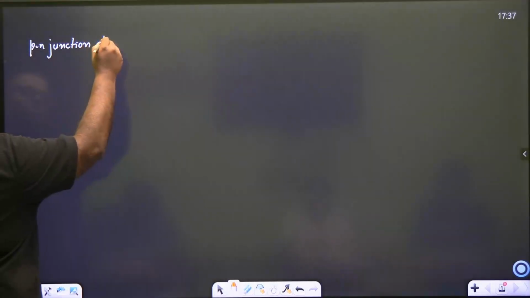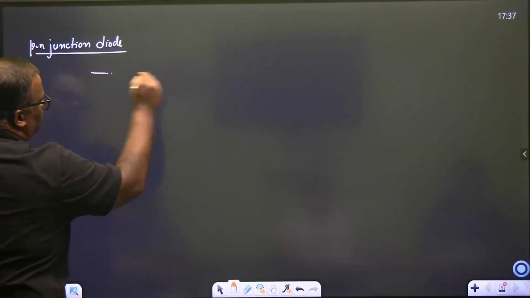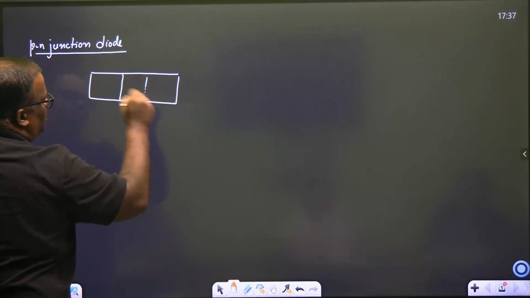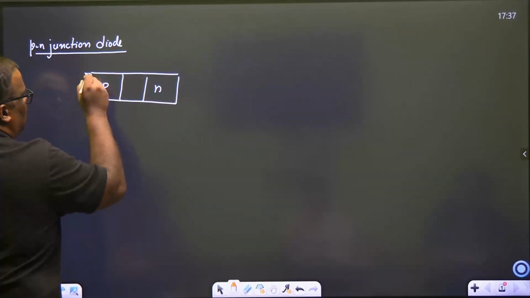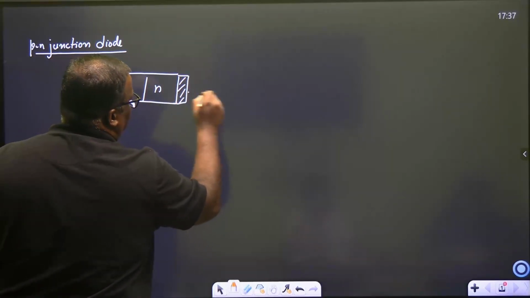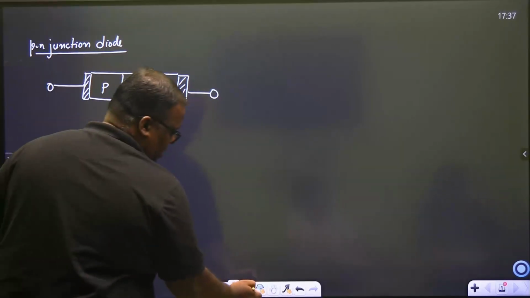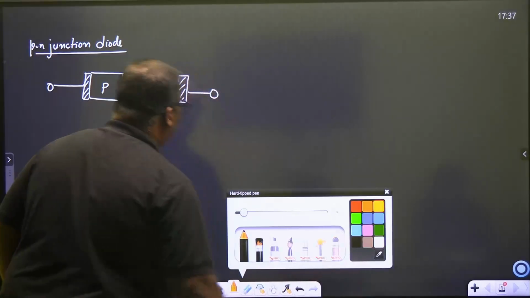PN junction diode. A PN junction diode is a piece of semiconductor which has a P type on one side and an N type on the other side. Obviously, you will have metallic contacts on both sides. These are my metallic contacts. Are you now comfortable, all of you, as majority charge carriers?